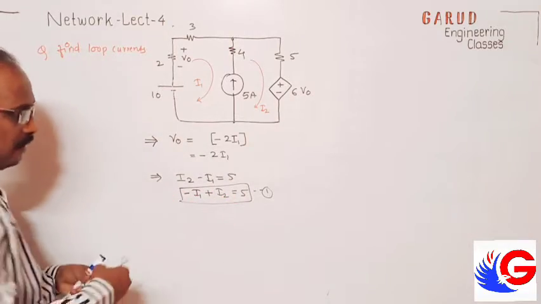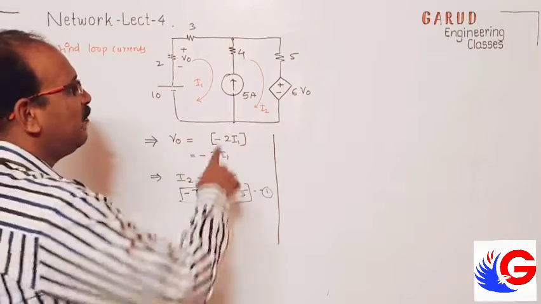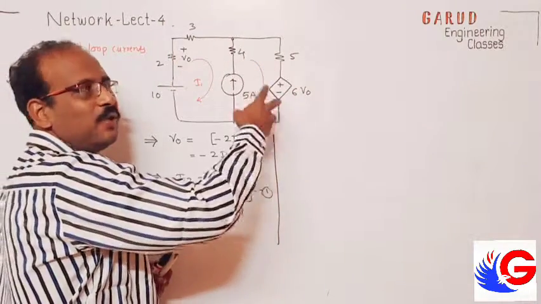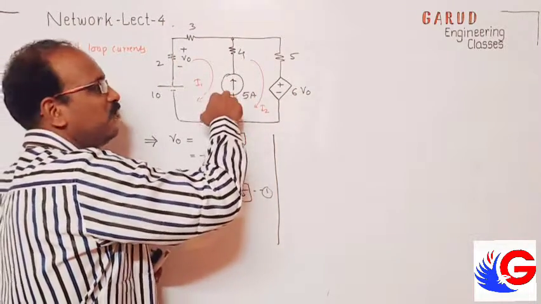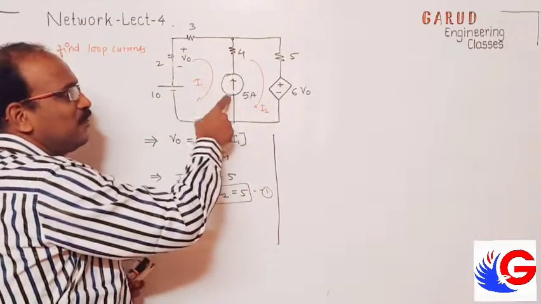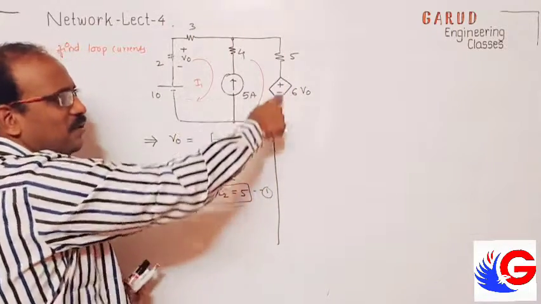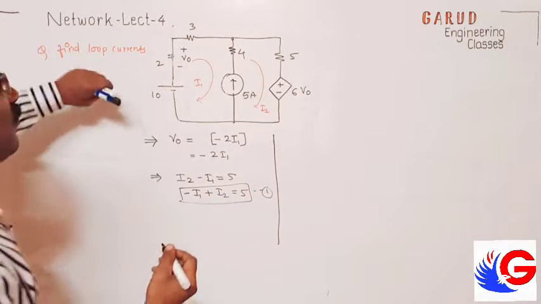Now, rule number 2 of KVL. There are 2 loops, 2 minus 1, so only one KVL we have to write. I cannot write KVL this way because there is a current source. Even this way I cannot write KVL because there is a current source. So this is the only path, and we have to use a simple equation for this.